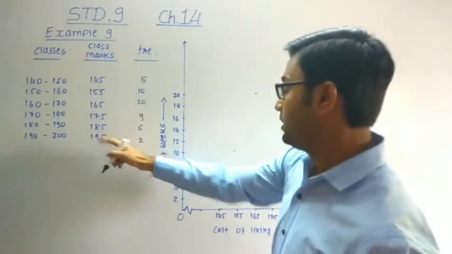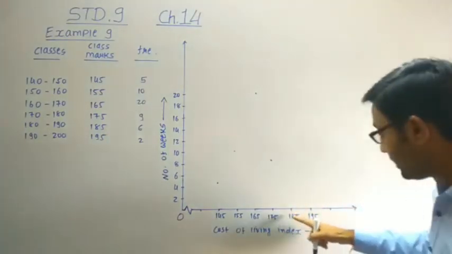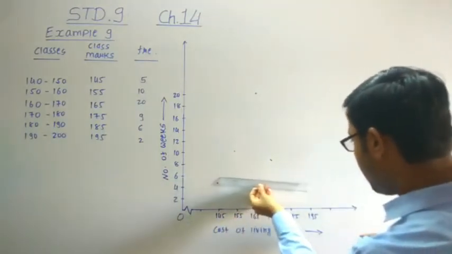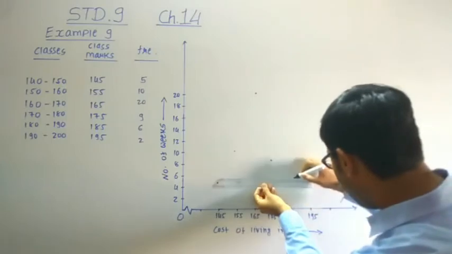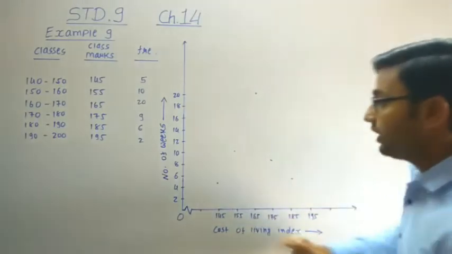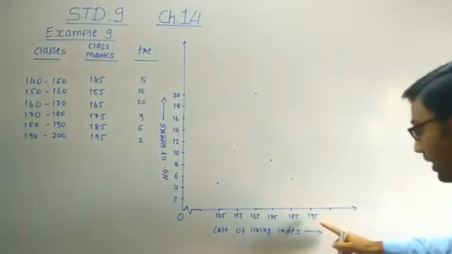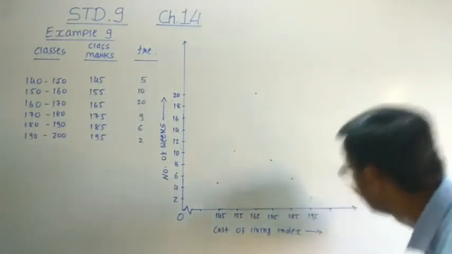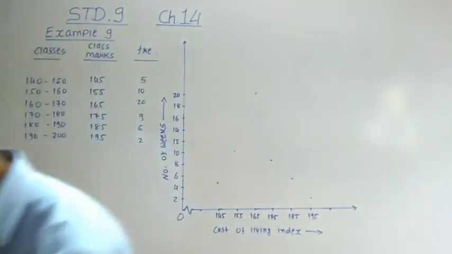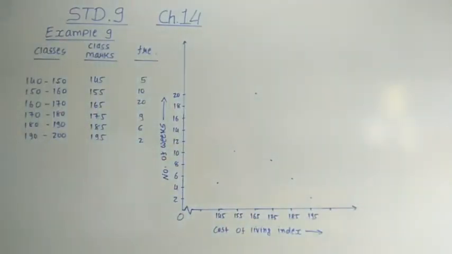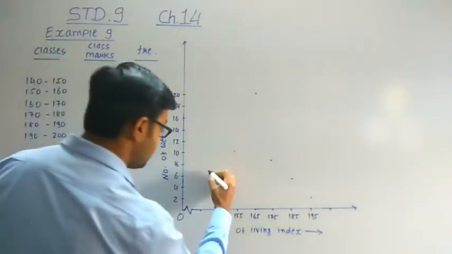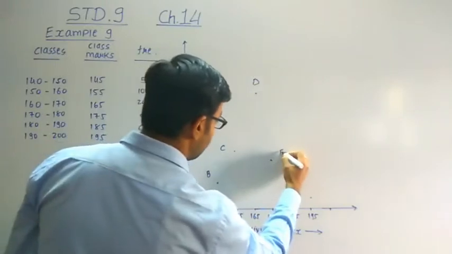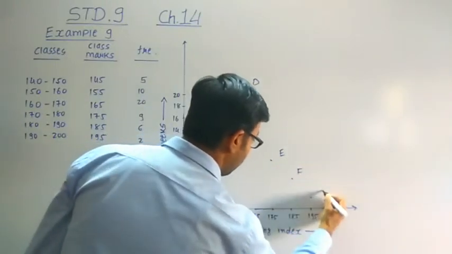Now it is 185 and 6. 6 means we have to go right up to this, and 185, that means here. And 195 and 2, that means here. So here we have put down all the points, right? We can also give names to the points. Like this is our point B, this is C, D, E, F and G.